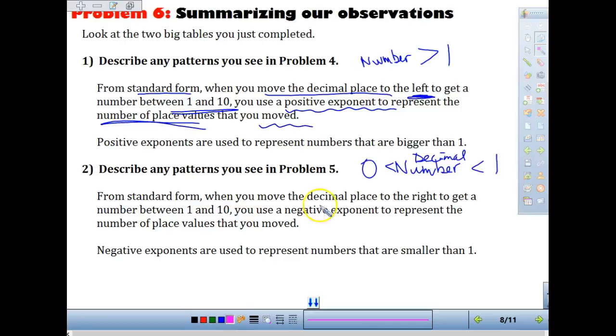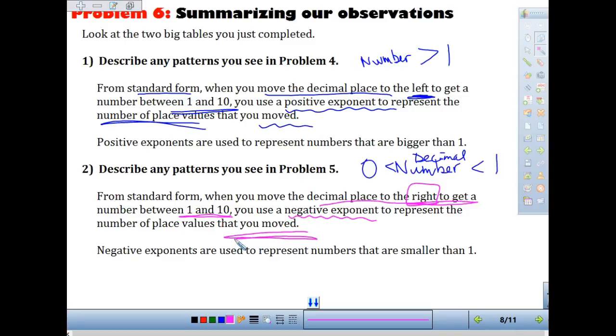You're going to move the decimal, only this time you're moving it to the right till you get a number between 1 and 10. Okay? So if we think of the standard form, that very first column, that decimal form, we still have to get a number between 1 and 10. This time, negative exponent, and it tells us how far you moved the decimal.